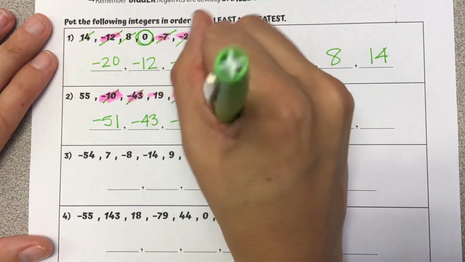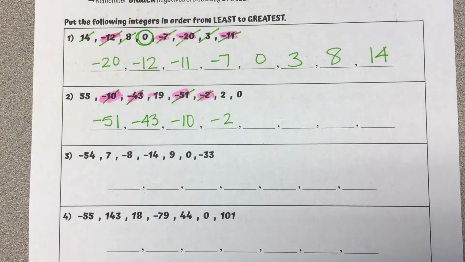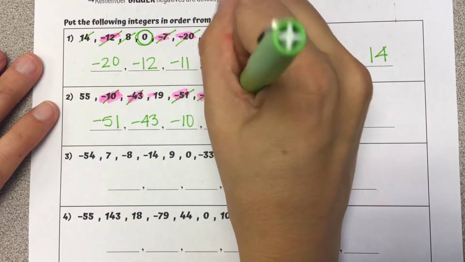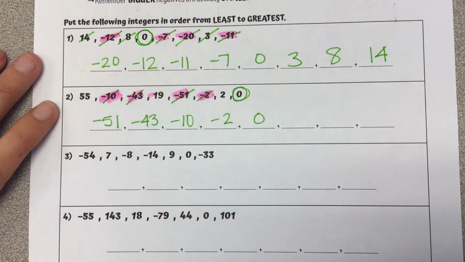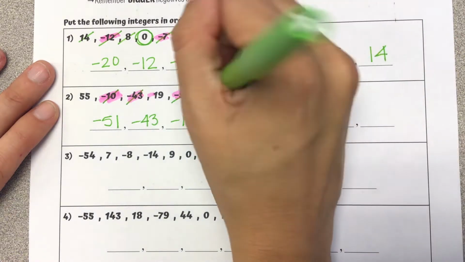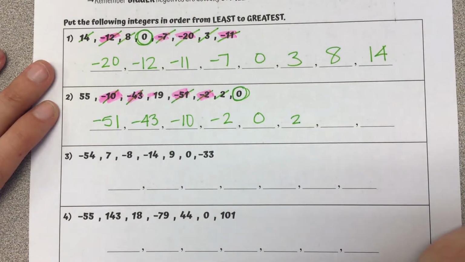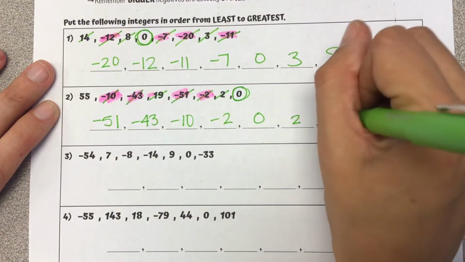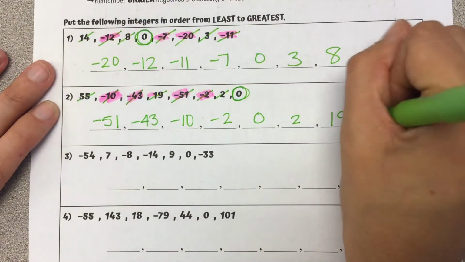then -2. Before I list my positives, I look for 0 if we have it. We do have a 0 right here. That should be my dividing line between negatives and positives. Now my positives work normal. The smallest positive is 2, then 19, then 55.